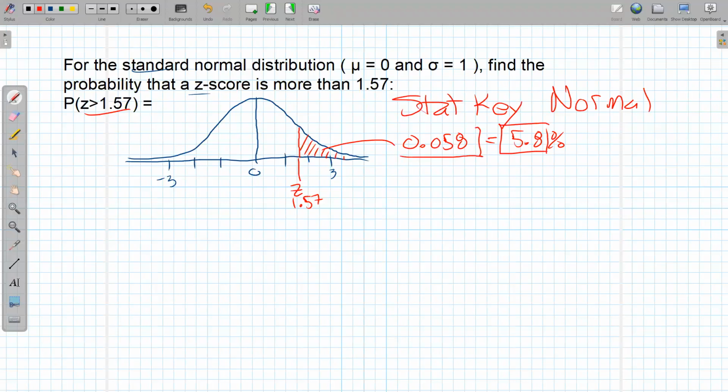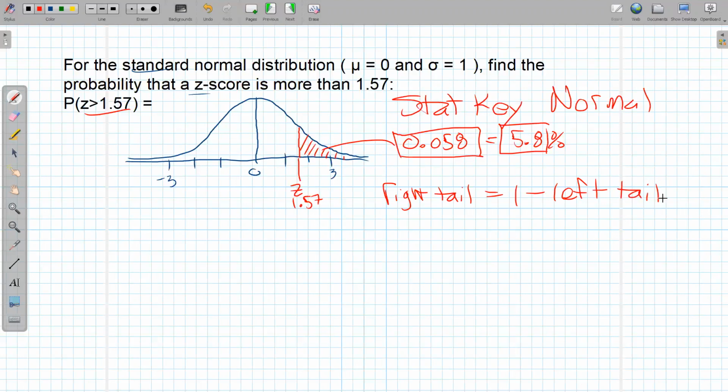Maybe it's just 0.058. Now the problem on the spreadsheet is the spreadsheet NORM.DIST always wants to do the left tail. And the thing is, the left tail and the right tail always add up to 100%. So on a spreadsheet, to get a right tail, I have to calculate 1 minus the left tail. So that's the trick there.